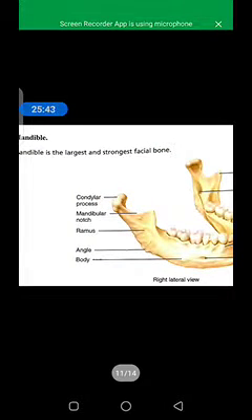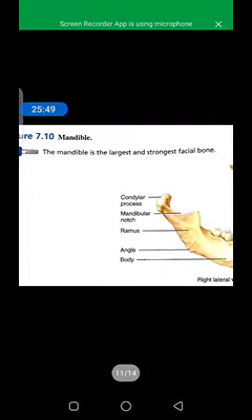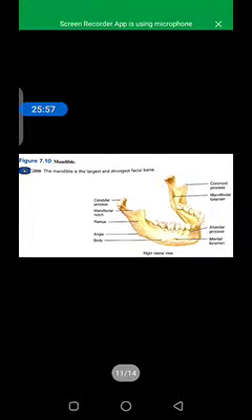Now see the mandible. This is also a very important part of your skull. Of your facial bones, the mandible is the lower jaw. The mandible is the largest and strongest facial bone. It has the coronoid process, and the condylar process, which articulates with the temporal bone and forms the temporomandibular joint.